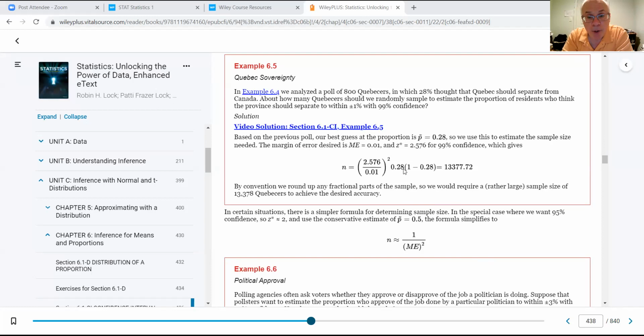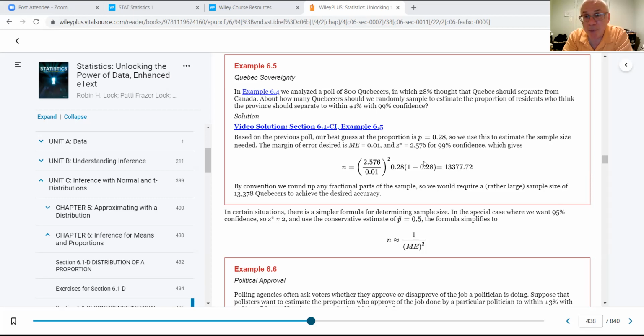I square that and then multiply it by our estimated p hat from the previous study, 0.28, times 1 minus 0.28, and I get 13,377.72. And we're going to round that up to the next whole number. So that means we actually have to survey 13,378 Quebecers to get that sort of accuracy.